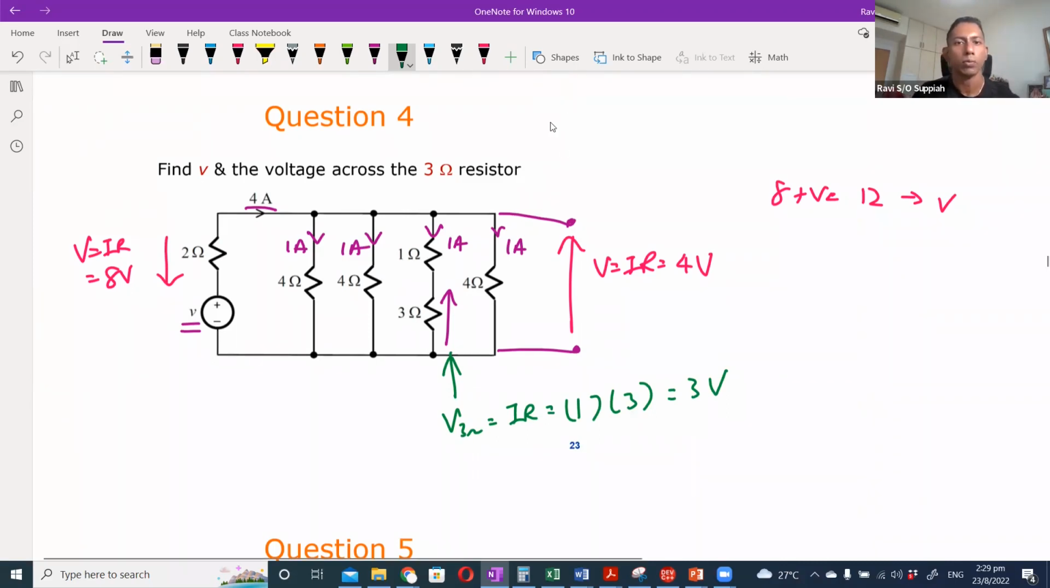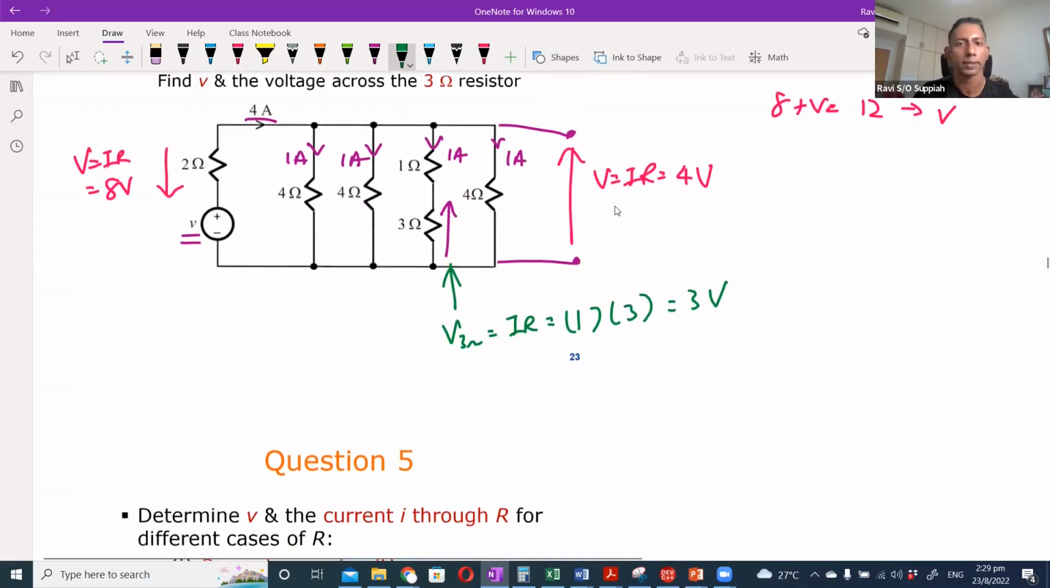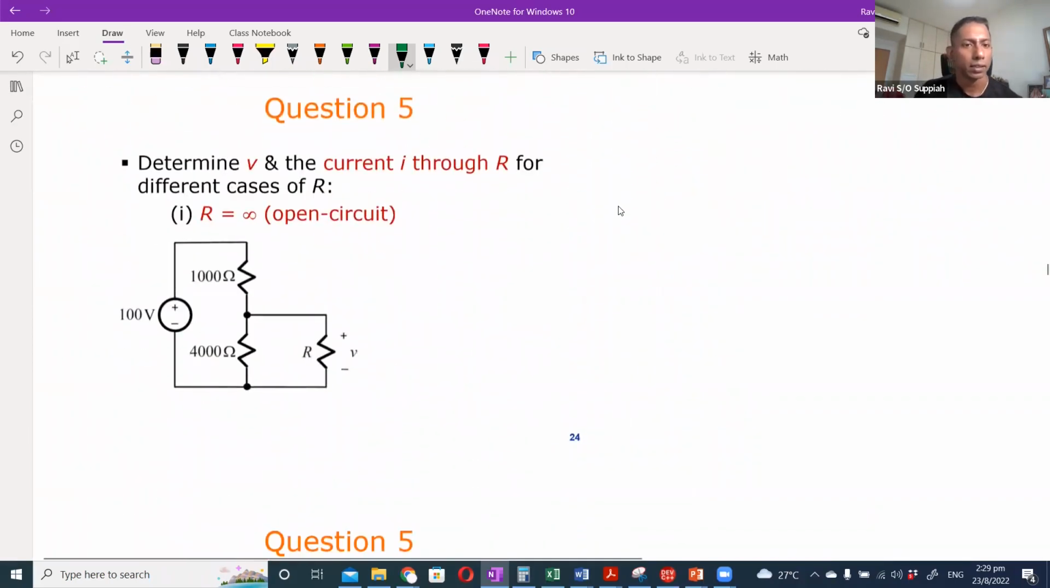So let me move on. This question 5 is the same circuit but different values of this R, a parallel resistor. Let's look at the first case where R is open circuit. If R is open circuit, it is equivalent to not being there, which means the current through R will be equal to 0, because there is nothing there, open circuit.